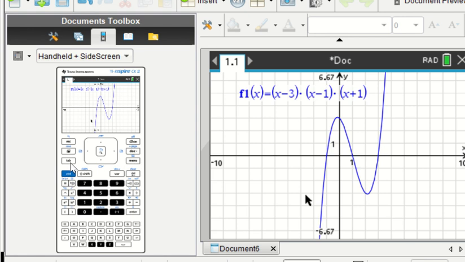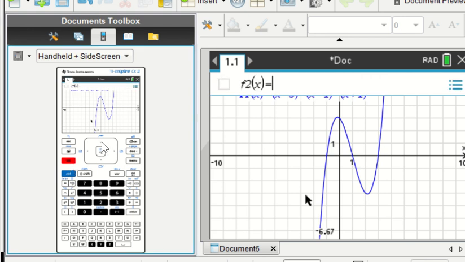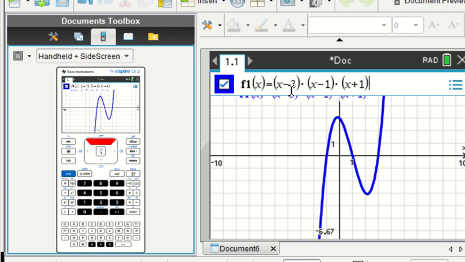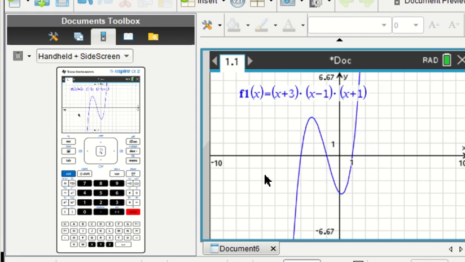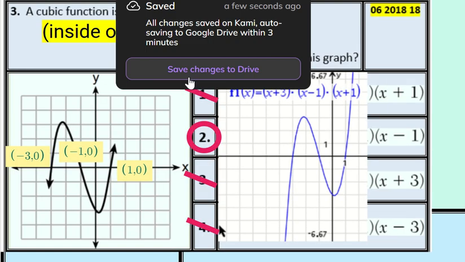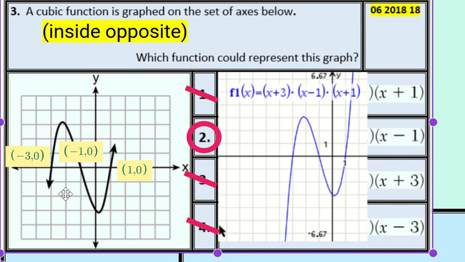So really, the only thing I have to change, instead of a minus 3, I need to change this to a plus 3. Because where I put the minus 1 and the plus 1 doesn't matter as long as they're both represented. When I press enter, this is my graph. When I compare that to the original, notice we compare them side by side.